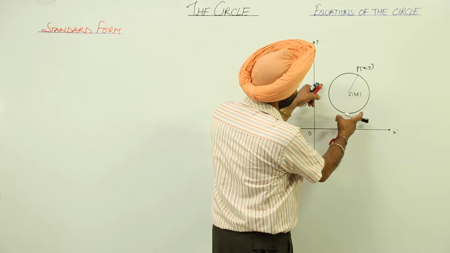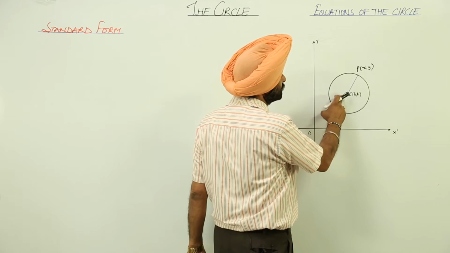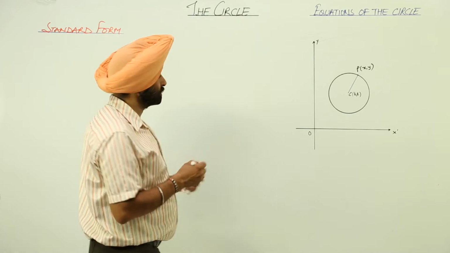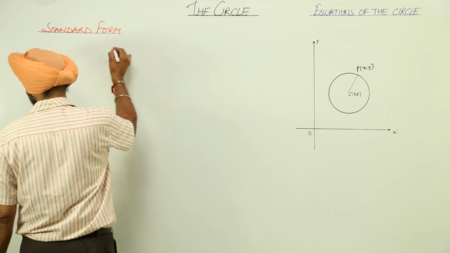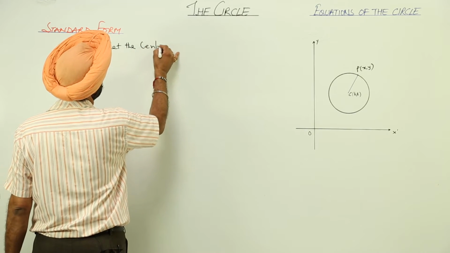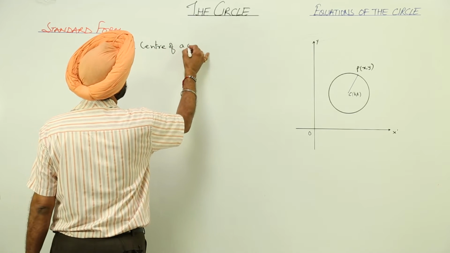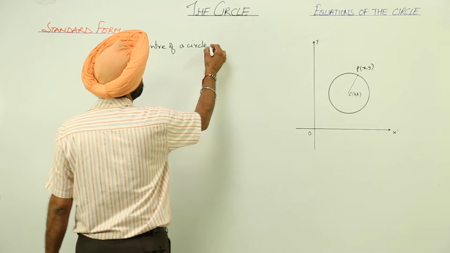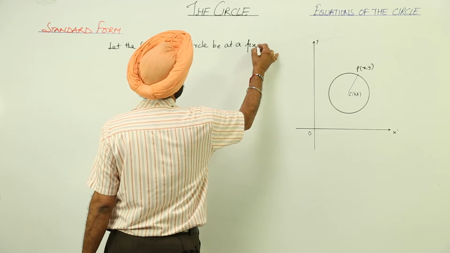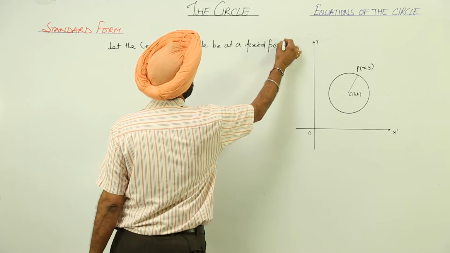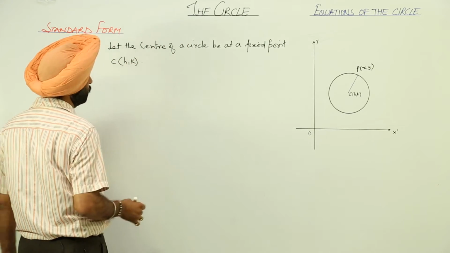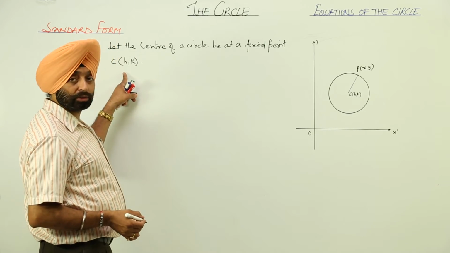This is a circle drawn here on a graph, okay, with a fixed point C and P on a circle. So, how are we going to give the equation of this circle? Now, let the center of a circle be at a fixed point C with coordinates of the center as h comma k. H comma k are the coordinates of the center.